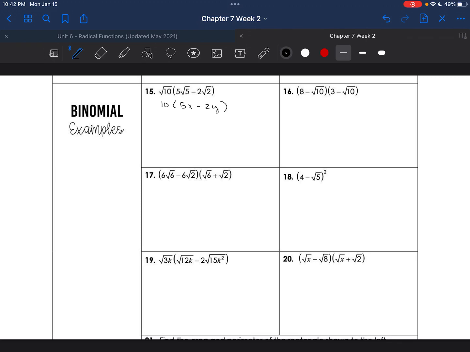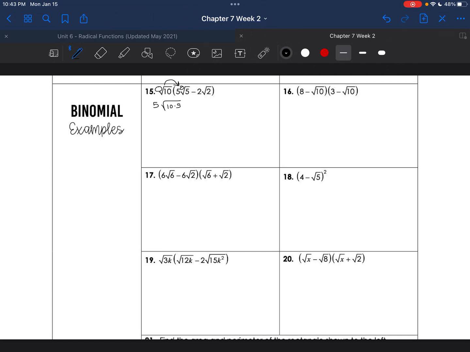Would that be overwhelming? No, we would do 10 times 5 and we'd get 50x, and 10 times negative 2y and get negative 20y in that case, okay? So we're going to use those same rules, and we're going to multiply this guy. So I've got 5 on the outside, so he stays on the outside, and I have matching indexes. So I can combine these.